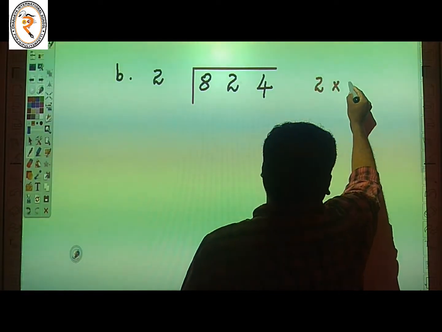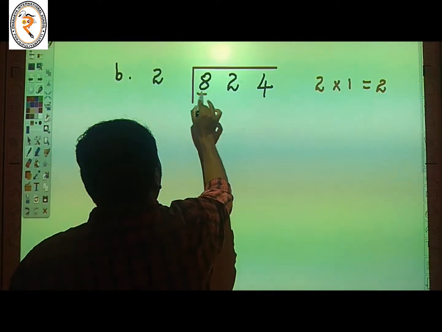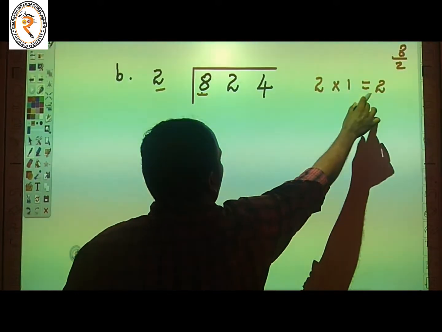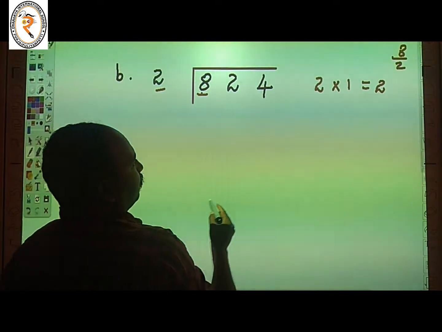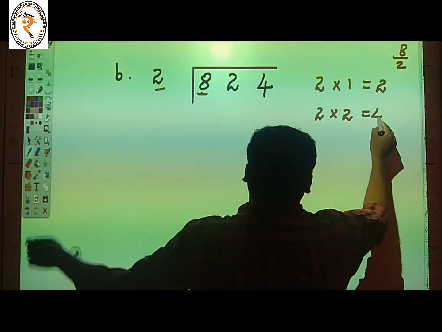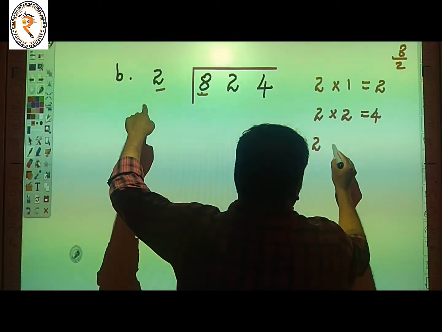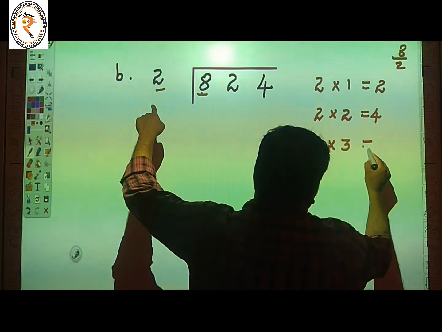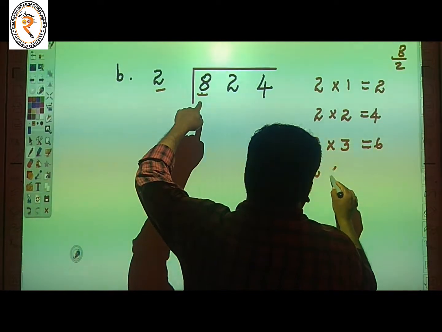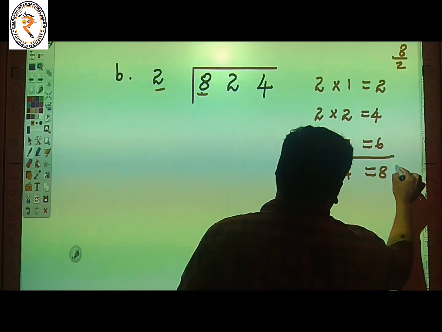2 into 1 is equal to 2. 2 2s are 4. We want 8. So next one, 2 3s are 6. Here 8 is wanted, so one more time: 2 4s are 8.